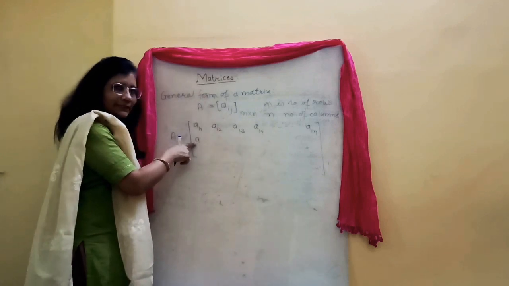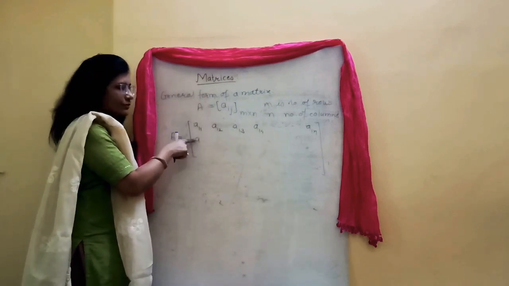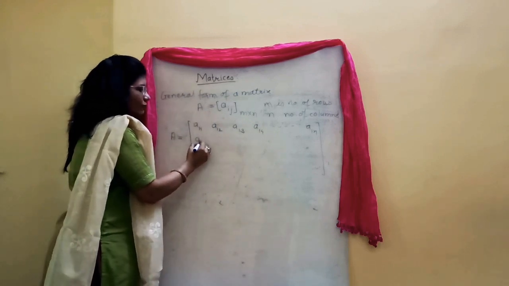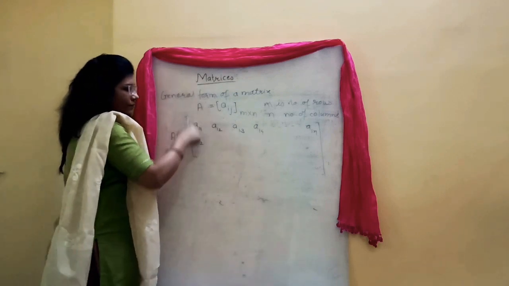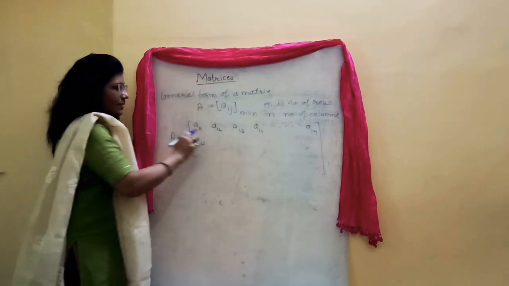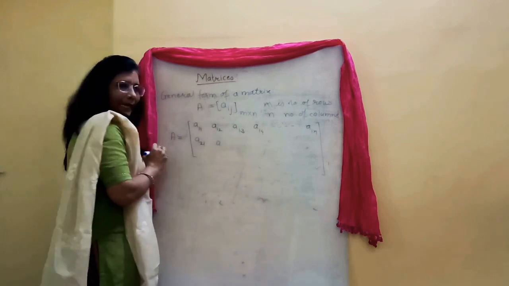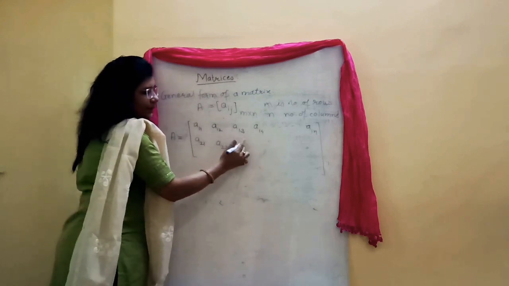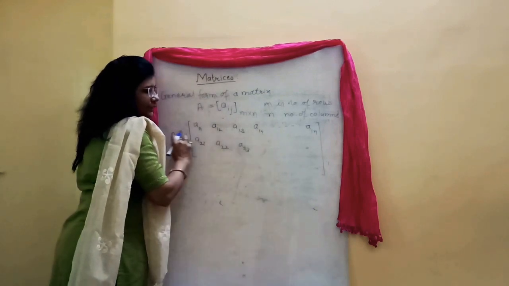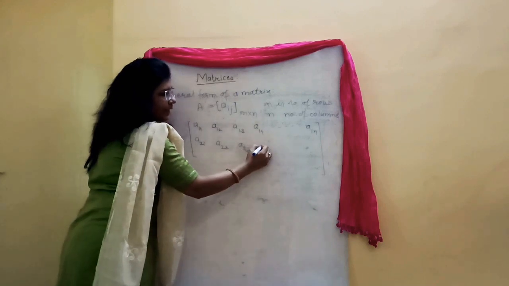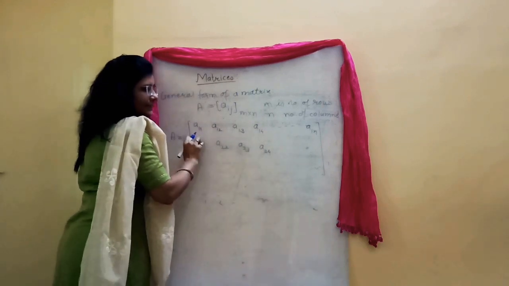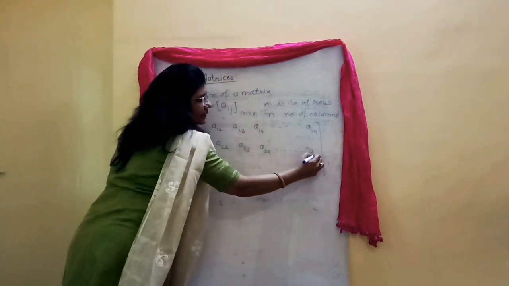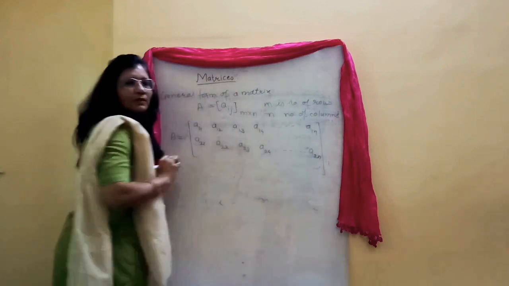Now I am going to start the second row. This is the first element of the second row, which is in the first column. So for the second row we have to write 2, and for the first column we have to write 1. Here it will be A22, that is second row, second column. Here it will be A23, second row, third column. Here A24, second row, fourth column, and so on. And this will be the last entry, second row, nth column.